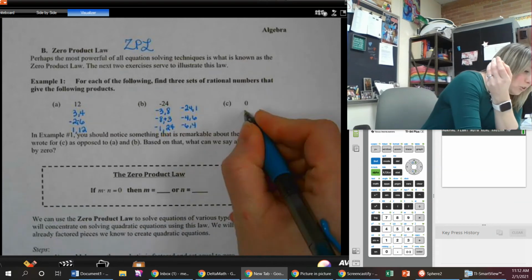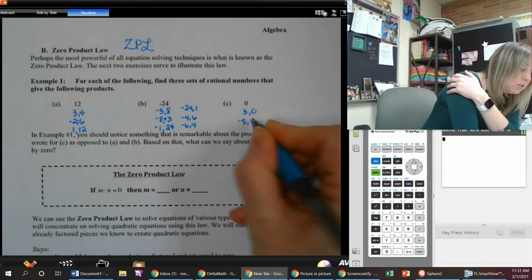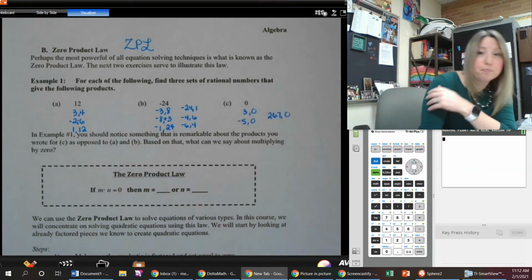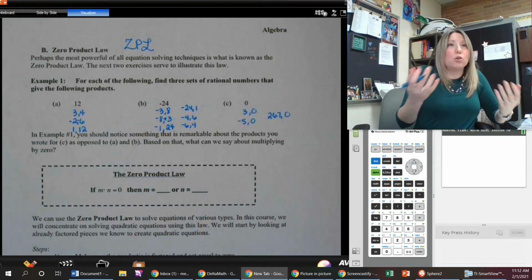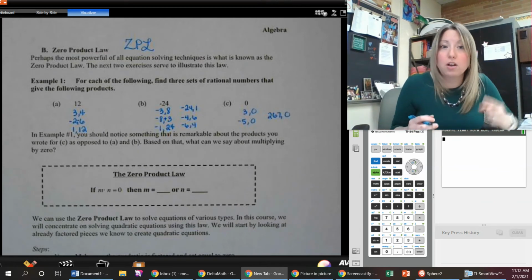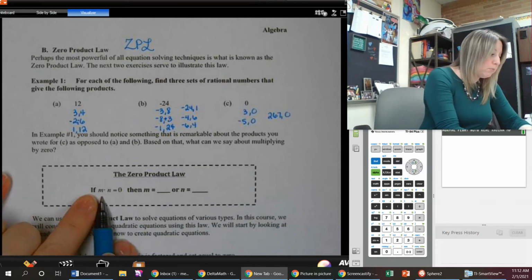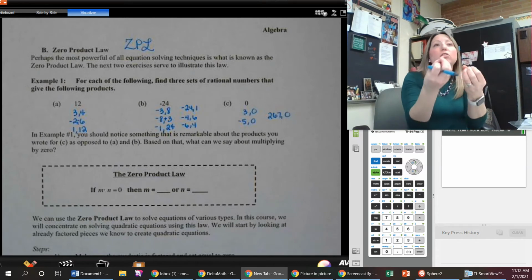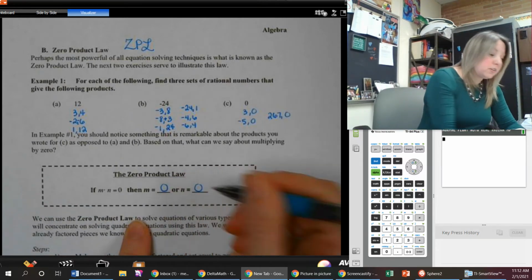Well, you could do 3 and 0. You could do negative 5 and 0. You could do 267 and 0. Because anything times 0 is 0. And so if your result is 0, it means that one of the two factors has to have at one point been a 0. So if you have m times n, these two things multiplying together, and your answer is 0, well, then either m is 0 or n is 0.